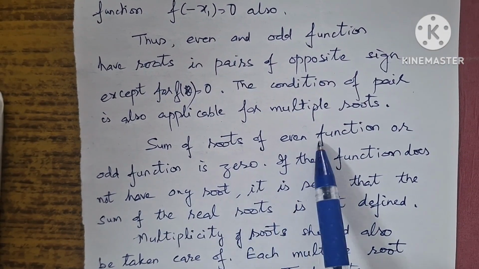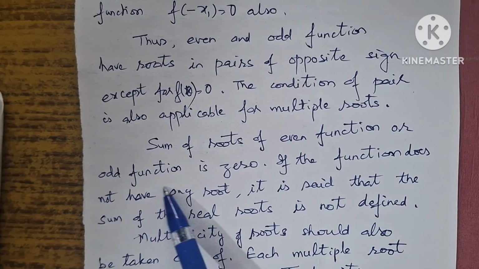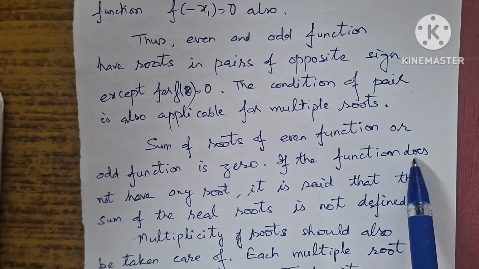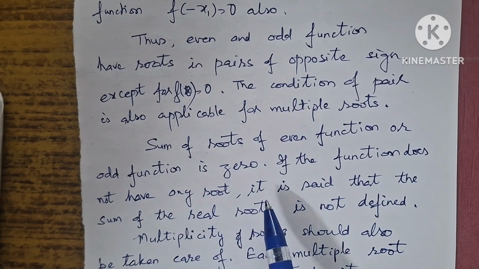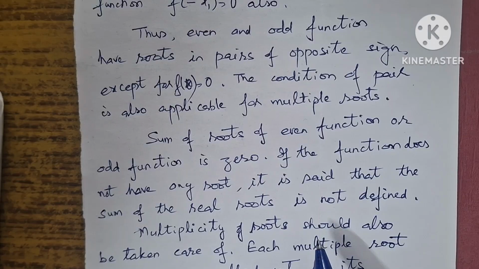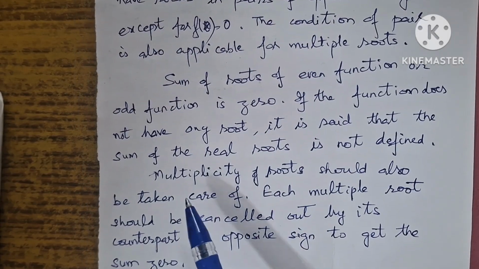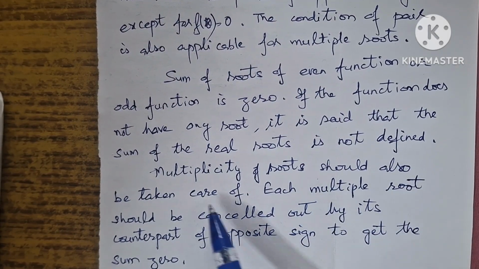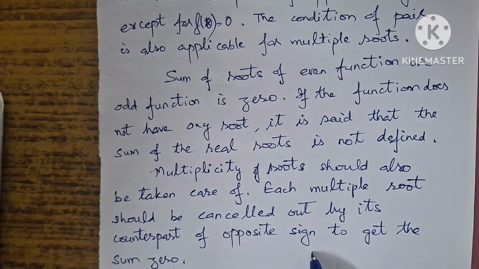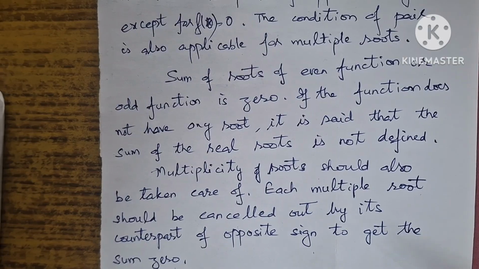Sum of roots of an even function or odd function is 0. If the function does not have any real root, it is said that the sum of real roots is not defined. Multiplicity of roots should be taken care of. Each multiple root should be cancelled out by its counterpart of opposite sign to get the sum 0.